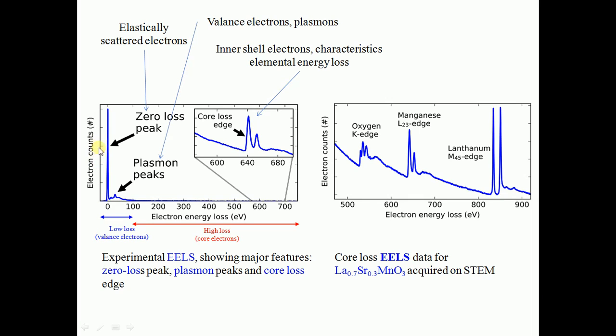This is due to elastically scattered electrons, as I told. We get plasmon peaks. This is due to valence electrons and plasmons. I will not define what the plasmon means. And we have the peaks due to core loss edges. These core loss edges are due to electrons characteristic of the element. Therefore, oxygen, manganese, and lanthanum in LaSrMnO are seen here within 500 to 900 electron volt energy loss. So this is defined as high loss, core electrons, and this is low loss, valence electrons.